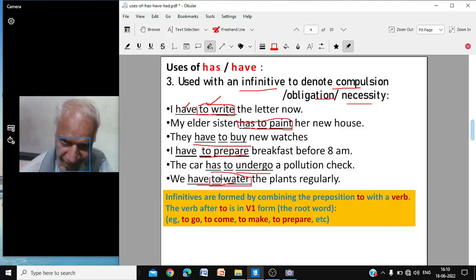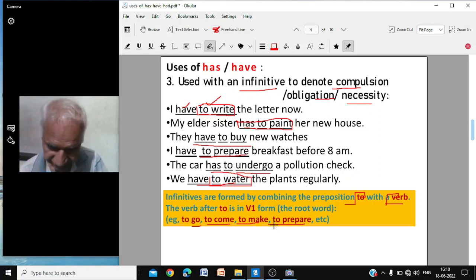So has or have followed by an infinitive. And you can see that the infinitive means the preposition to followed by a verb. Like, I have to go, he has to come, you have to make, they have to prepare. Has or have followed by an infinitive, and the infinitive itself is made up of the preposition to followed by a verb. So that is compulsion or obligation or necessity.